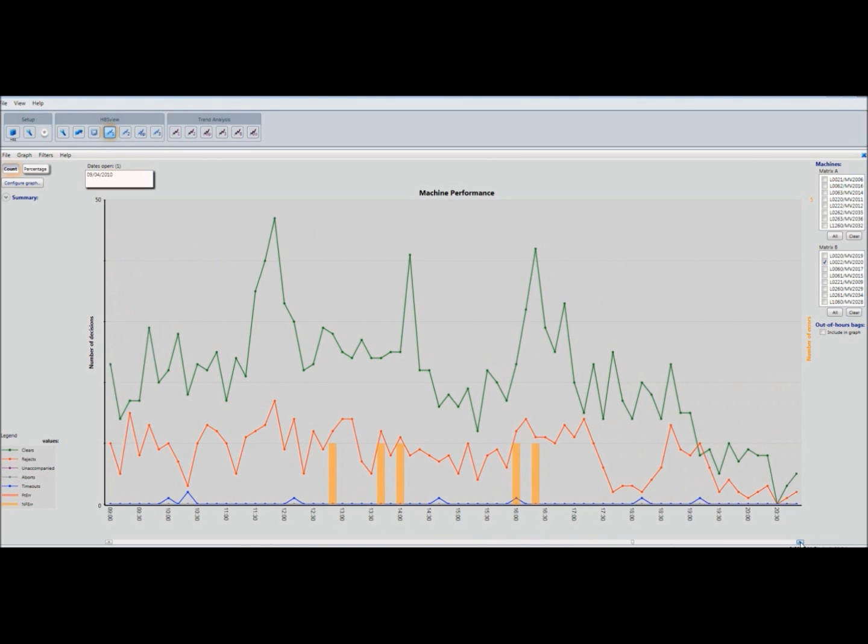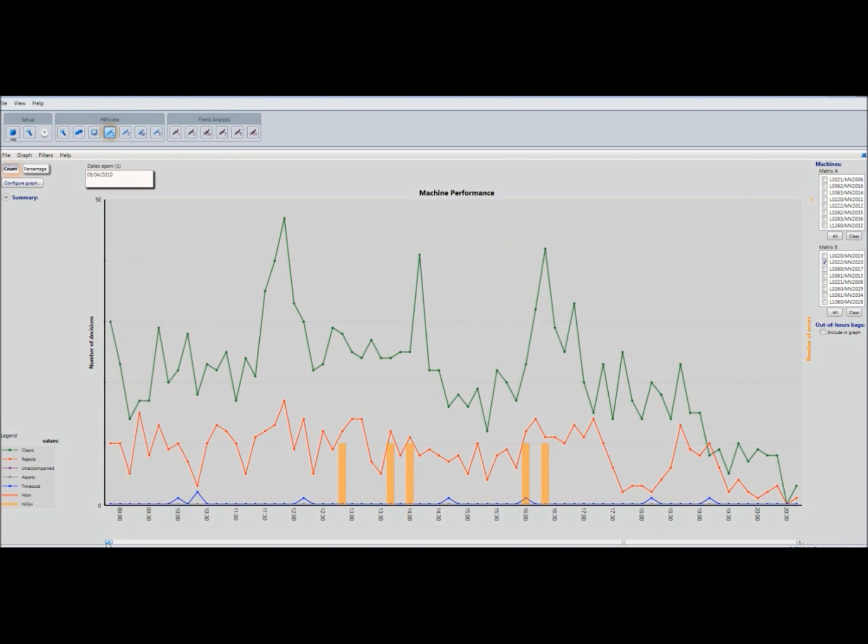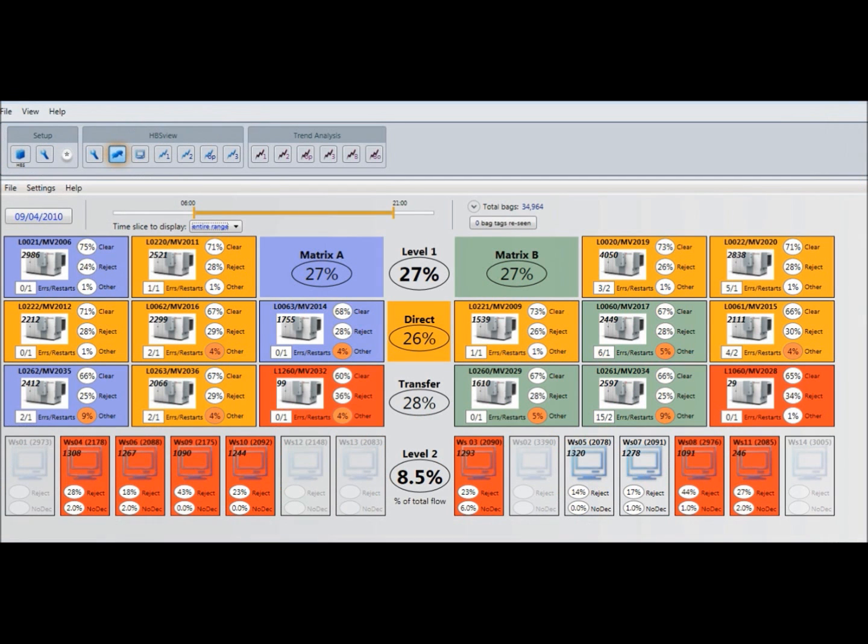This provides more in-depth analysis of the reject rates of your machinery and allows you to see clearly when reject rates were high during the day, enabling you to investigate the cause of the variation in reject rates within and between days.